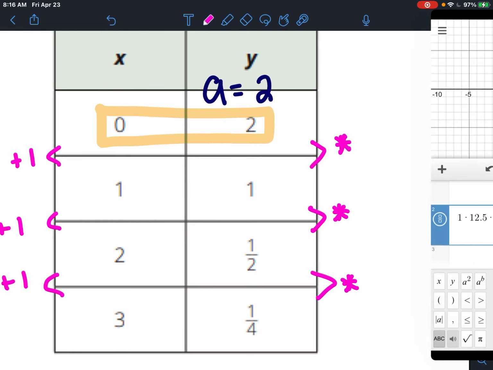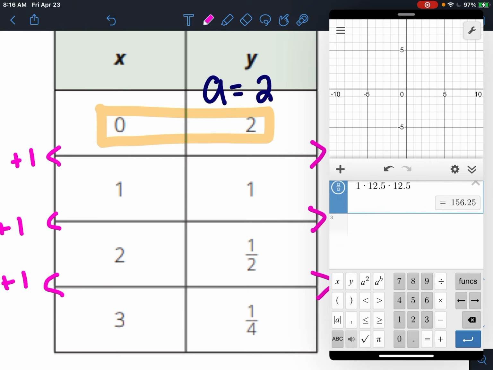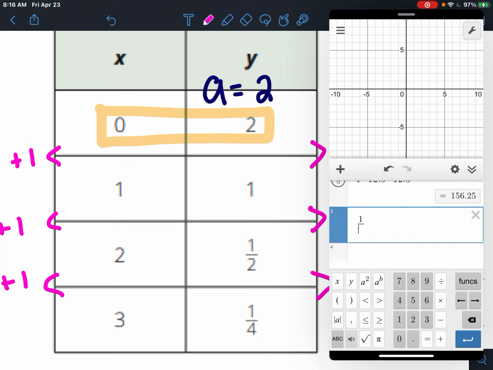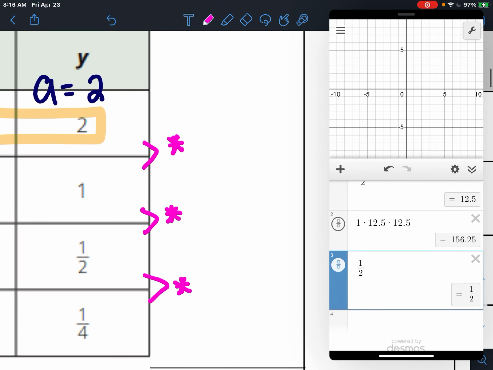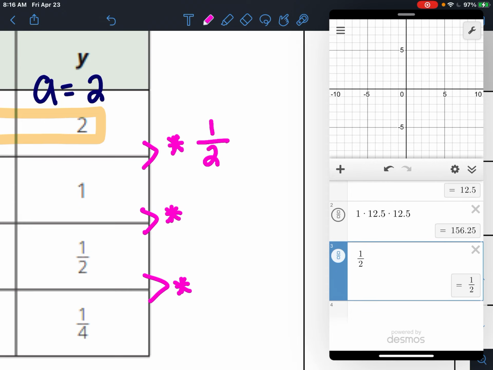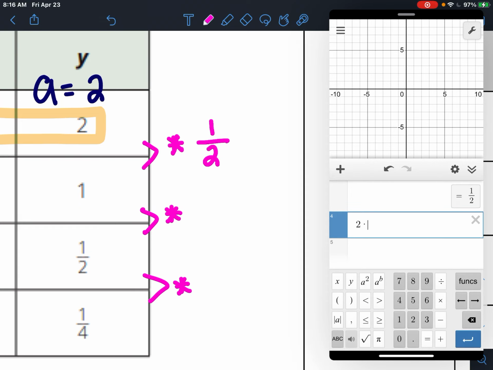If you don't know it right off the top of your head, I would open up Desmos and just go the second term divided by the first term. And it usually gives you what you want. We'll turn it into a fraction. So it's saying we're multiplying by 1/2. 2 times 1/2 equals 1.